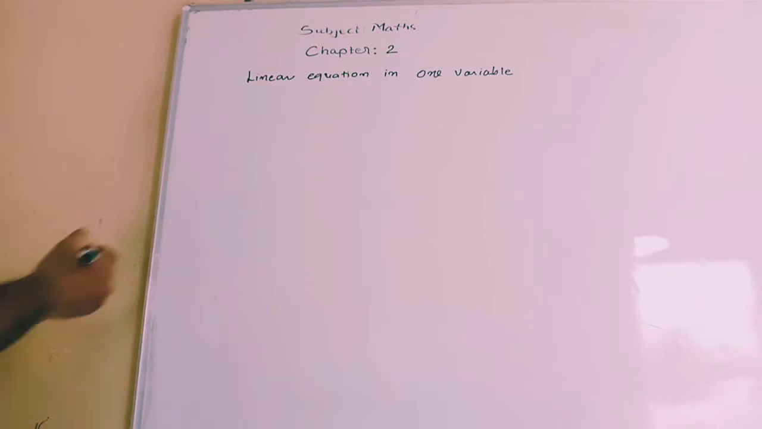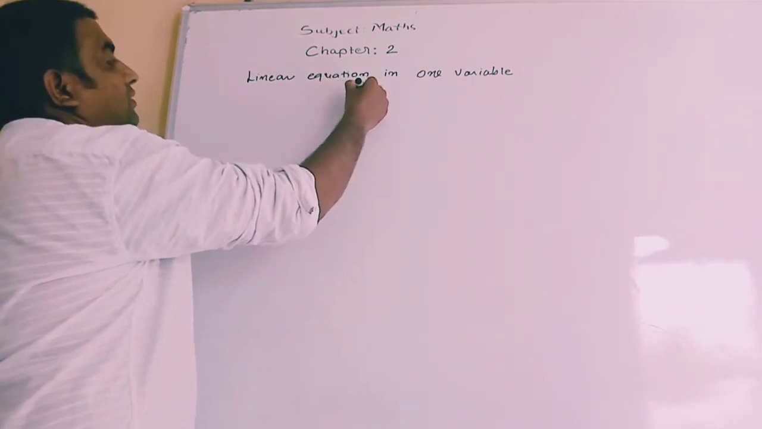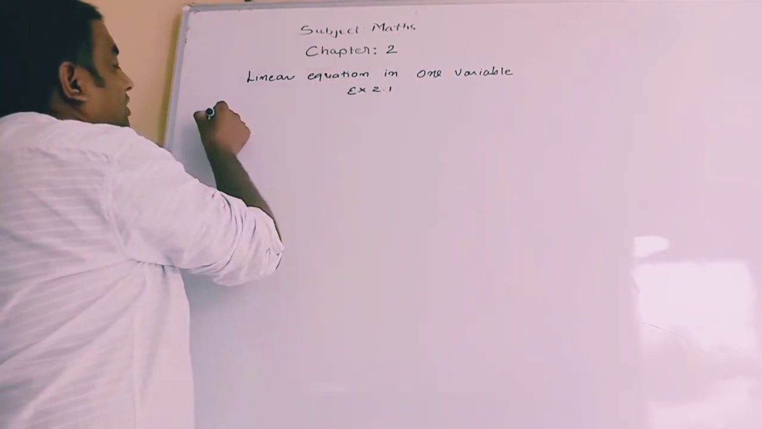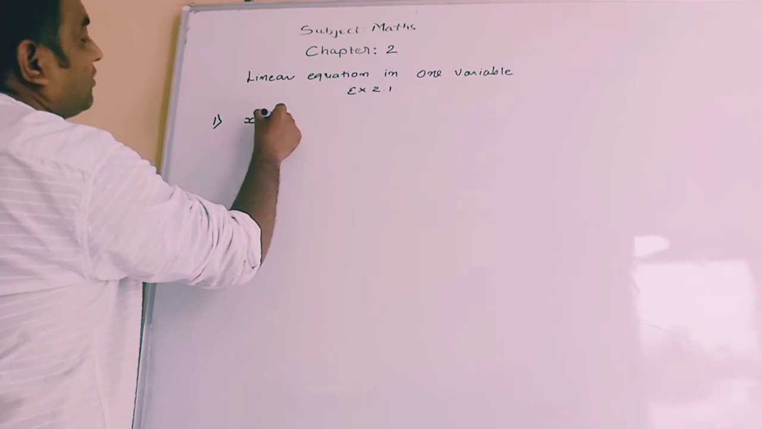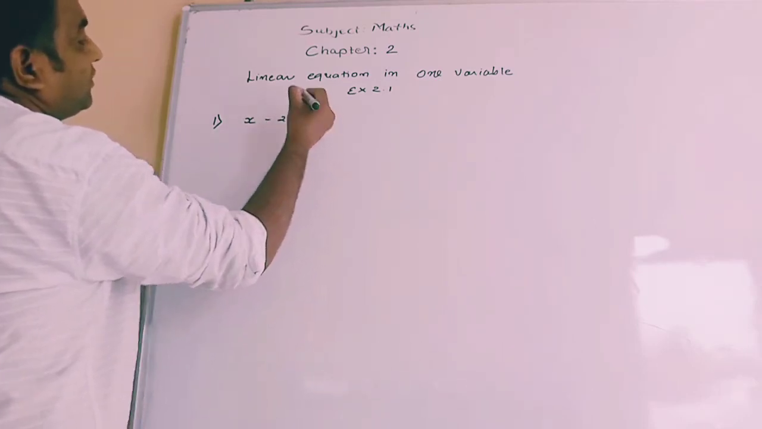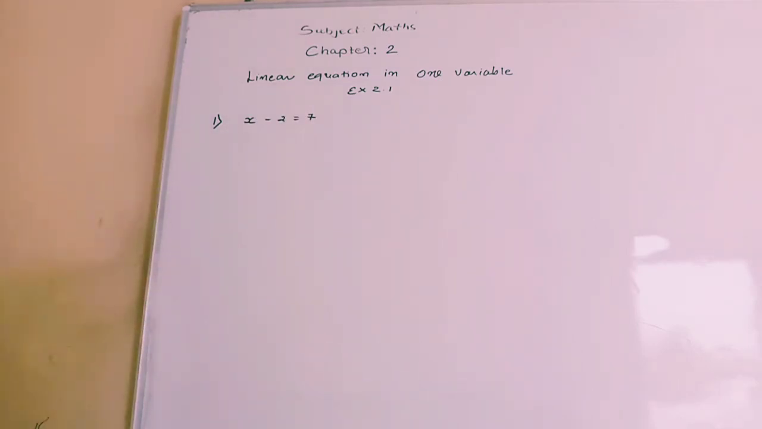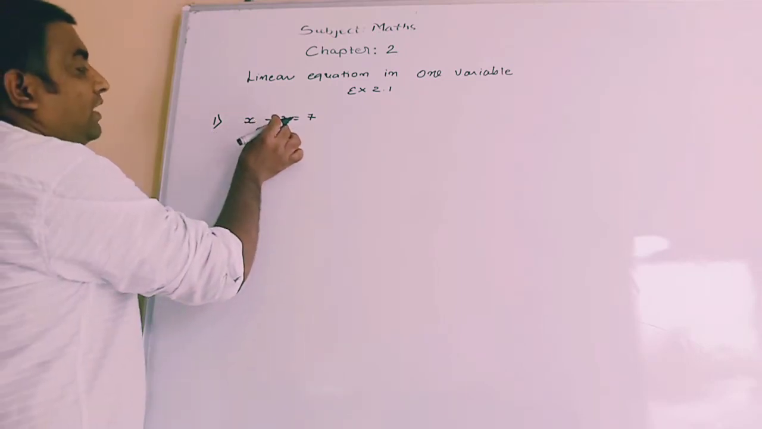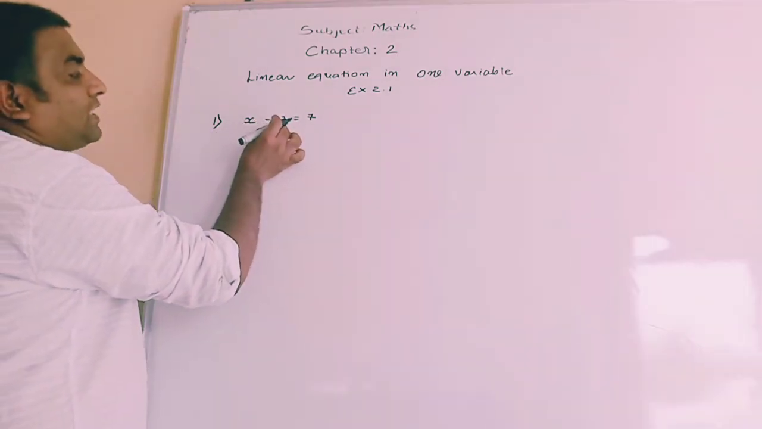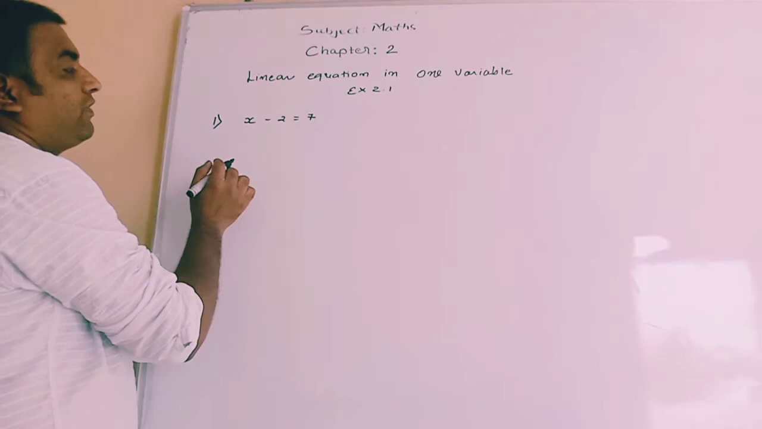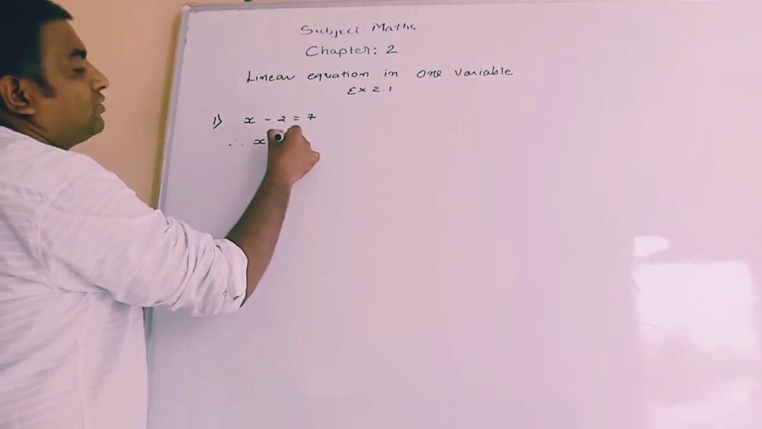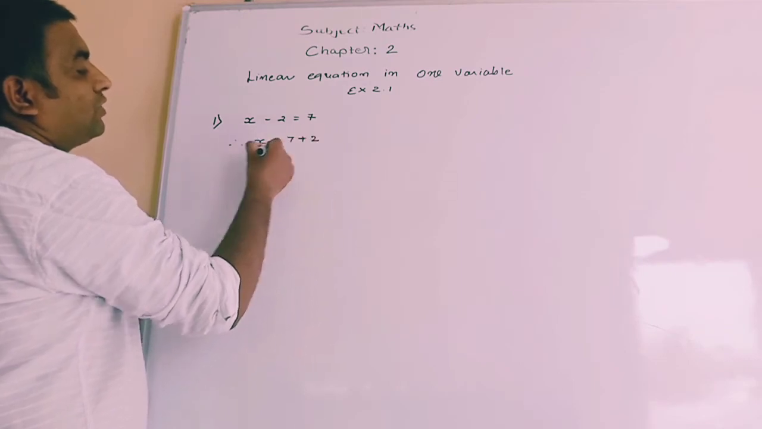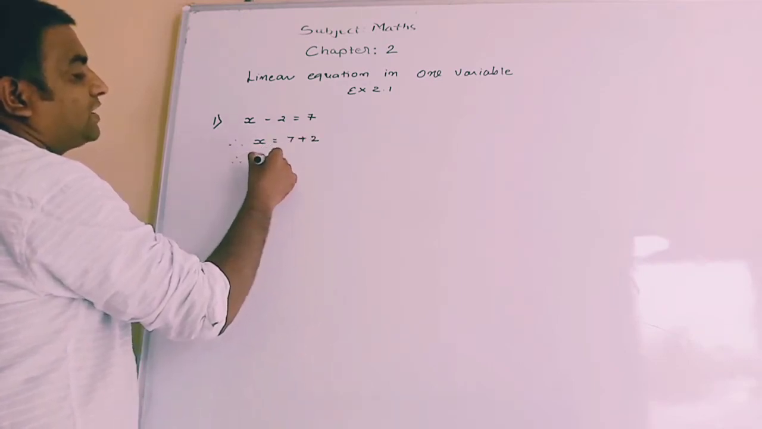Let's see exercise 2.1. So first question is there. x minus 2 is equal to 7. So now minus 2 from the left hand side, we take to the right hand side, it will convert into plus, and therefore x is equal to 7 plus 2, and so x is equal to 9.